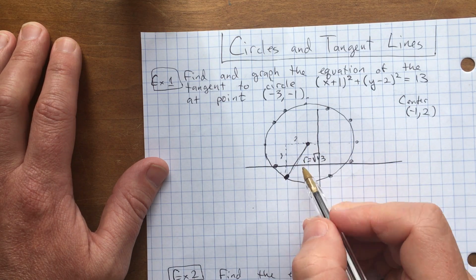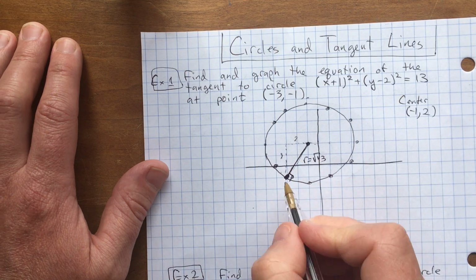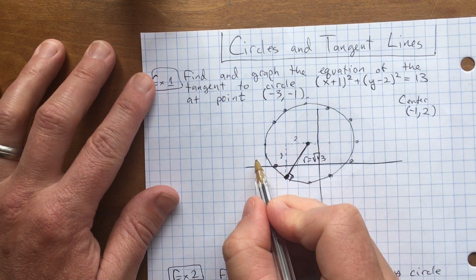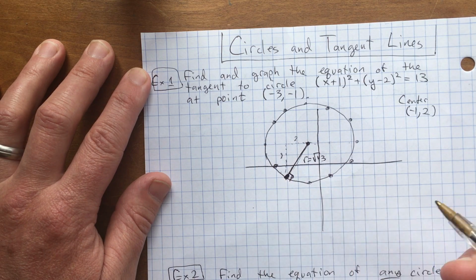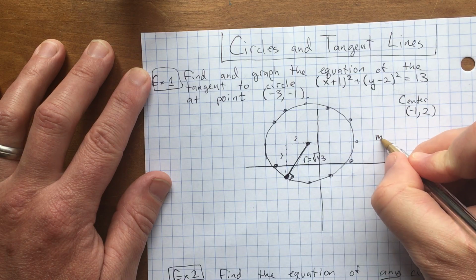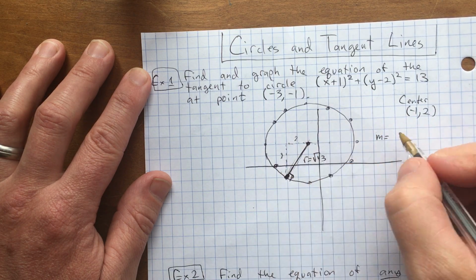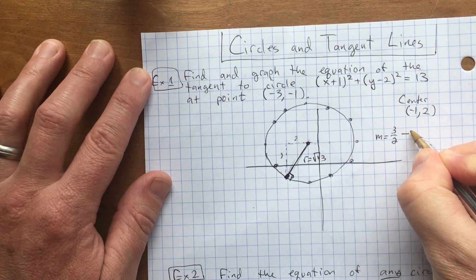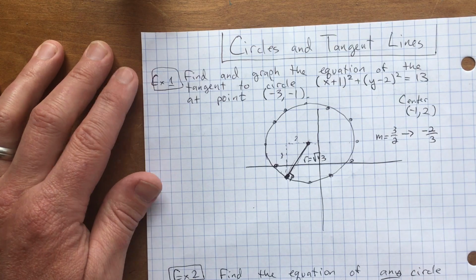Okay, now I've graphed the circle, and that point is right there on the circumference, but I'm supposed to find the tangent line. Well, that radius and the tangent line have a special relationship. They're perpendicular. So I want to make a line that's perpendicular to the radius. That means I have to think about slope. The slope of this radius is up 3 over 2, and so the perpendicular slope would be negative 2 over 3. It's going to go down 2 and over 3.